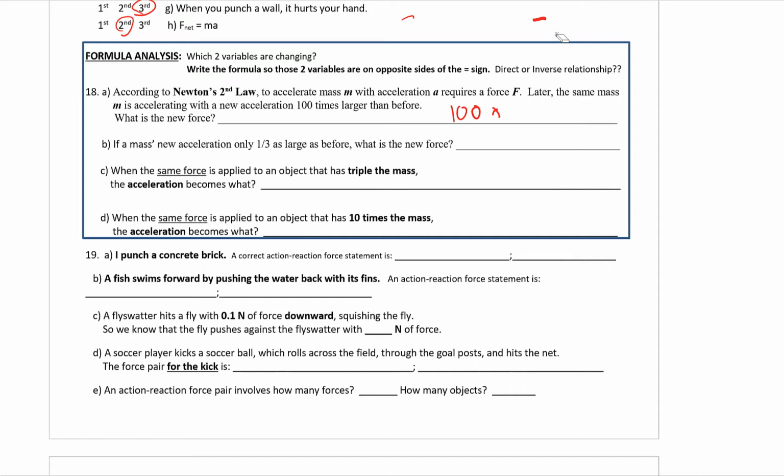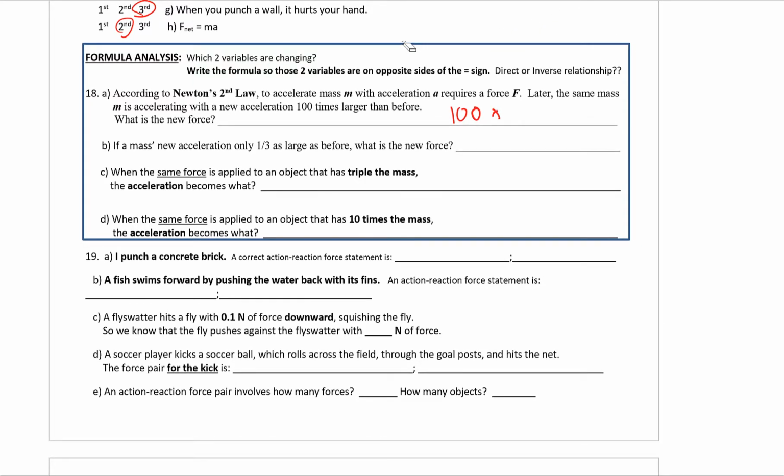Now, if the acceleration was only 1/3 instead of 100 times what it used to be, you do the same thing, right? F would be 1 times 1/3, which is a third. So the force is 1/3 of what it used to be. Now, this is a little bit different because you want to know about triple the mass, what would the acceleration become? So you have F equals ma. Now, the same force, so the force is a 1. Triple the mass, so the mass becomes a 3. And you want to know what a is, right? So you got to divide by 3, these cancel. And you get the acceleration is 1/3 of what it used to be. So the acceleration is 1/3 as much if you triple the mass.